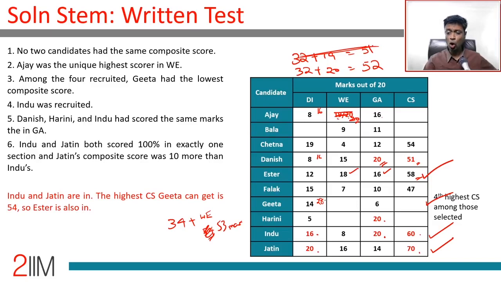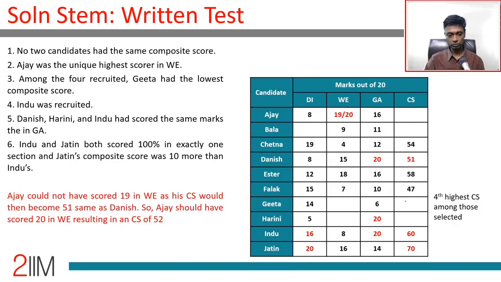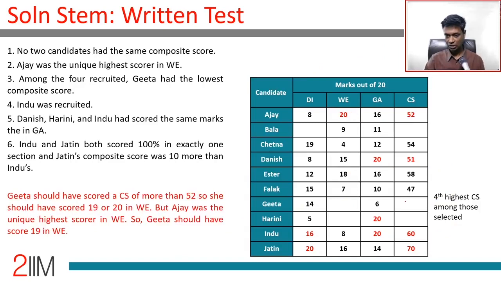And we do not know how much Geeta has scored. Maybe 19, taking her to a total of 53. Maybe not. We'll have to figure that out. So Ajay should have got 20. This much we know. Right?